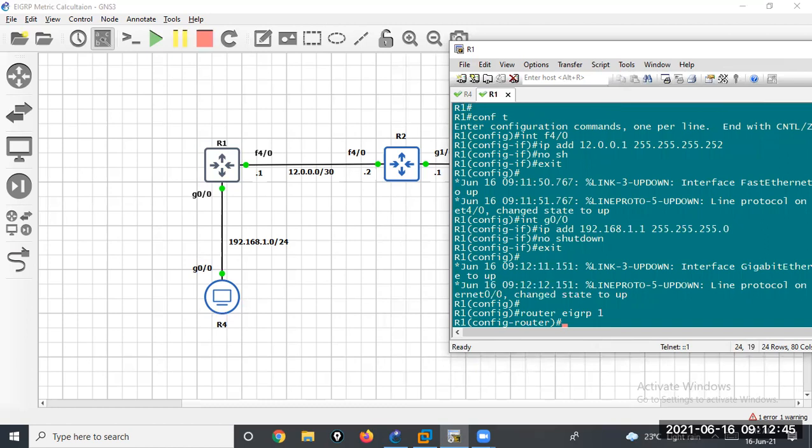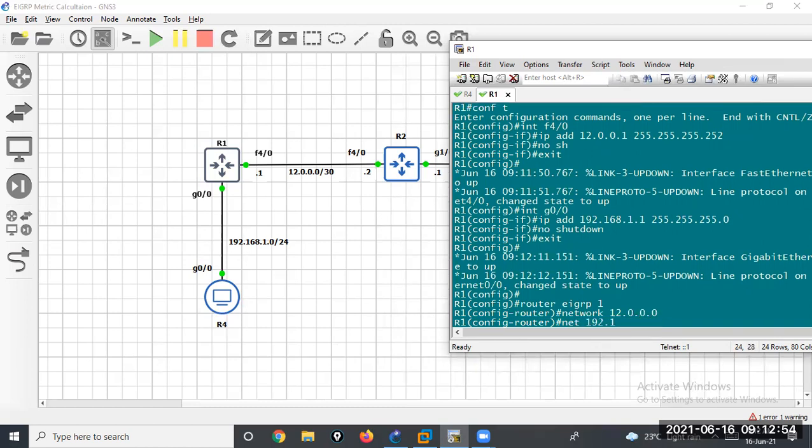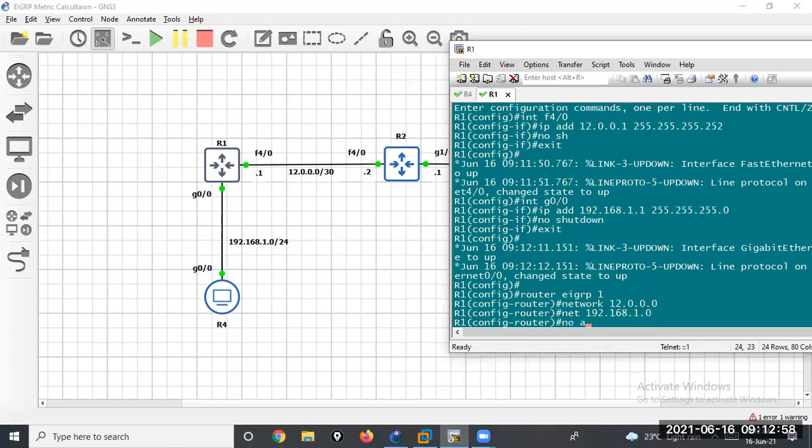Now configure network 12.0.0.0. Another network is 192.168.1.0. No auto-summary. Exit.